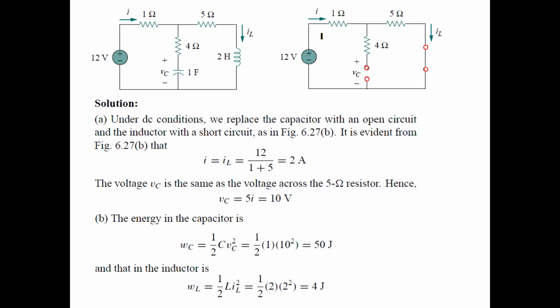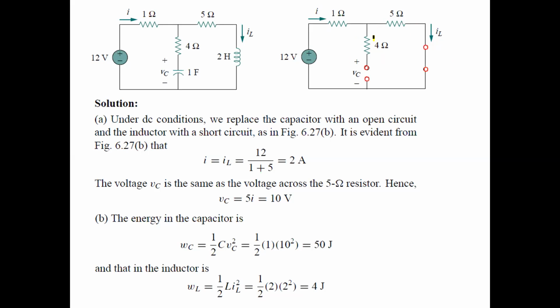So if we want to find the current I, we can find it easily. It should be equal to total voltage over total resistance. The voltage is 12 volts, total resistance 6 ohms, so 12 over 6, I is equal to 2 amperes. And this I, as you can all see, the current generated by this voltage source, is also flowing through this short circuit where the inductor was connected, and I is equal to IL.